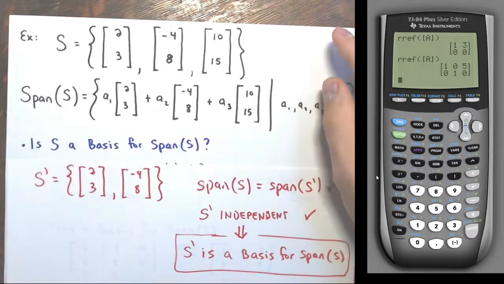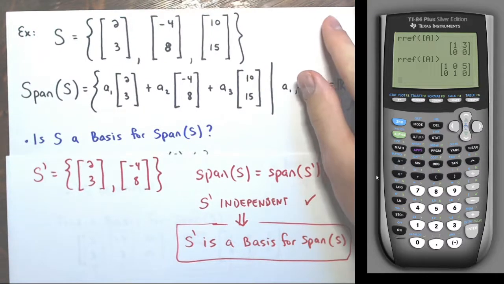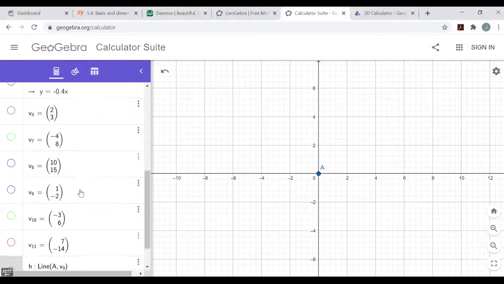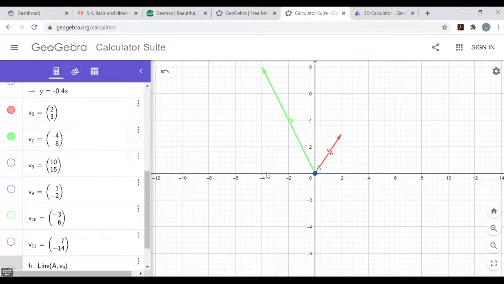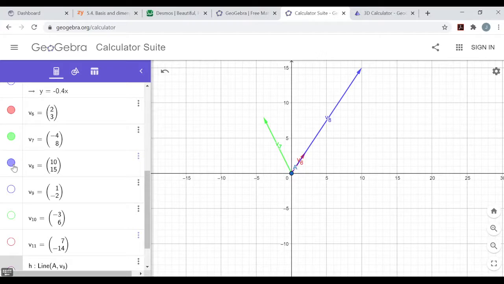And now for some visualization. Again, these are vectors from R2, so I can put some pictures up for you. Let's take a look. All right, so it was these vectors here. Vector 2, 3 in S was that red arrow. Vector -4, 8 in S was that green arrow, and then vector 10, 15. Do you notice how vector 10, 15 is just a scalar multiple of vector 2, 3? It's just 5 times the vector 2, 3.